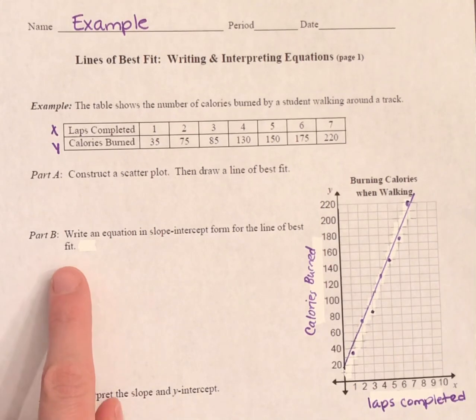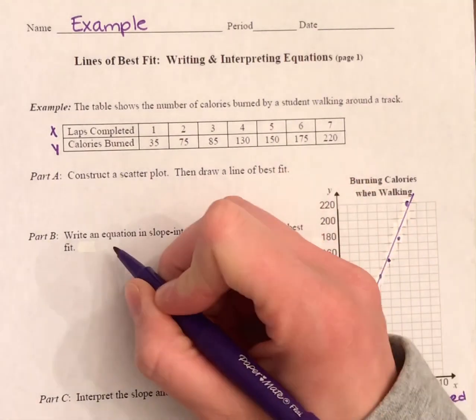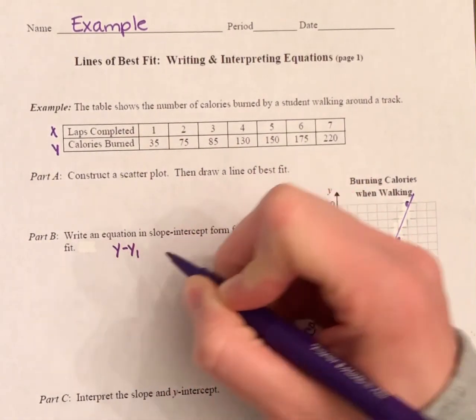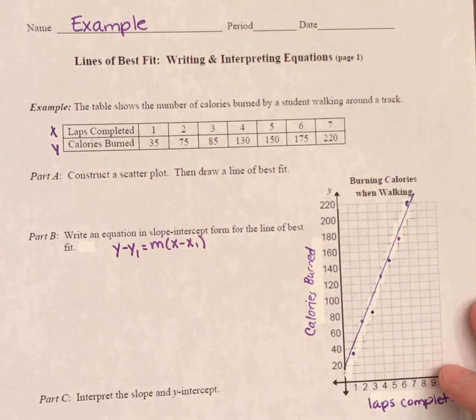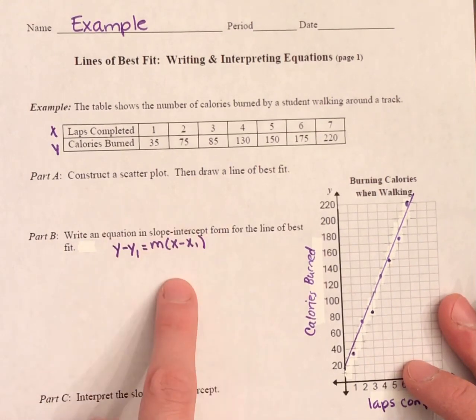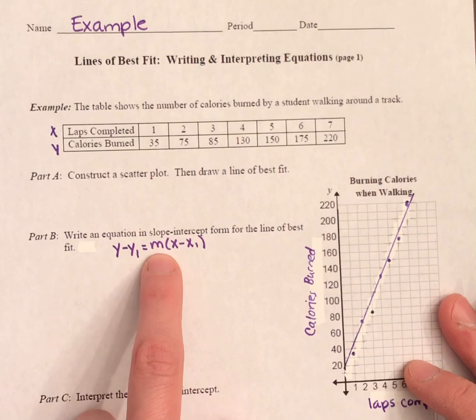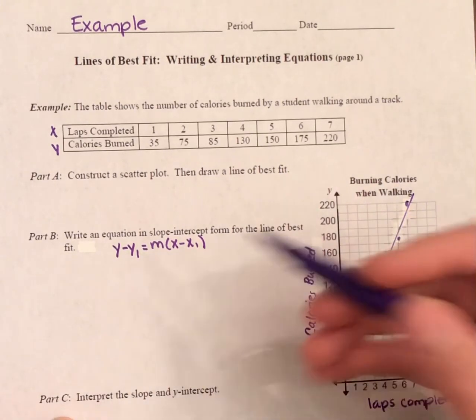All right. So in part B, I want to actually write the equation of this line. If you remember, the equation of a line in slope-intercept form is y equals mx plus b. But I'm not exactly sure what that y-intercept is. So what I would like you to do is use this old formula, y minus y1 equals m times x minus x1. That should look pretty familiar, where m is your slope and (x1, y1) is just a random point on the line.